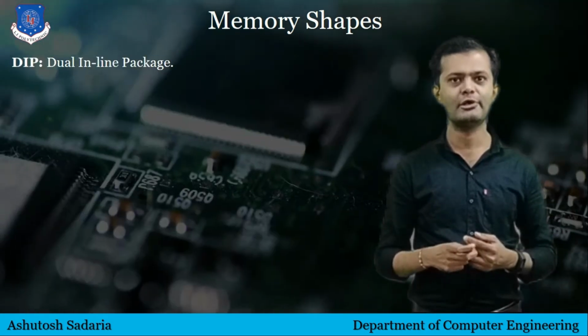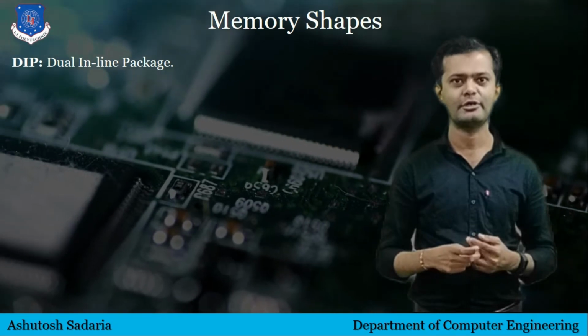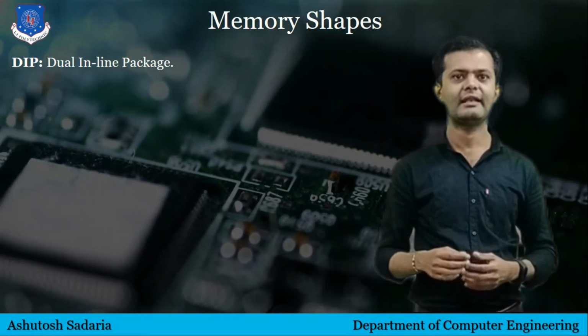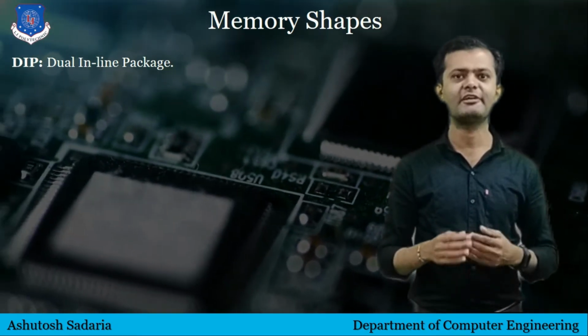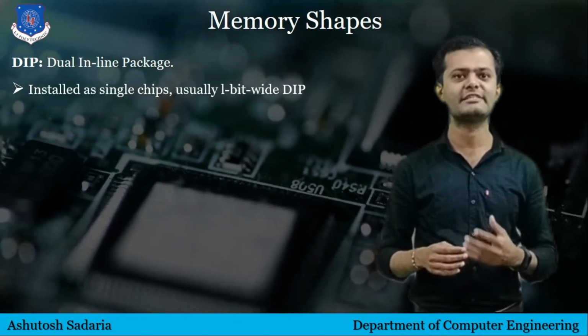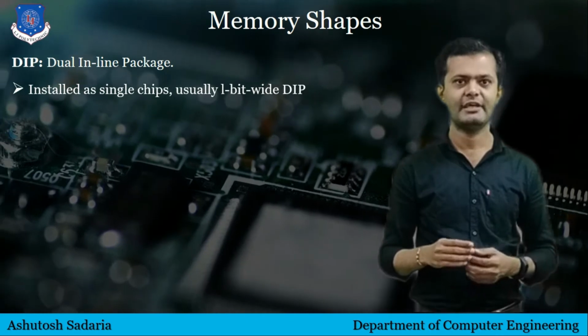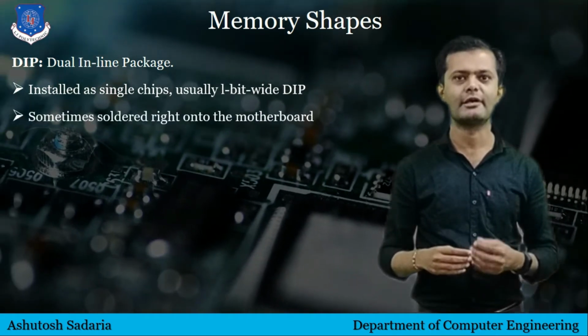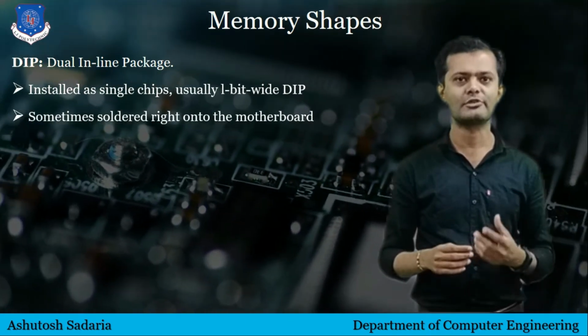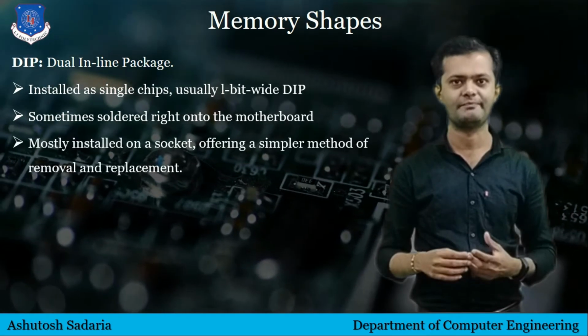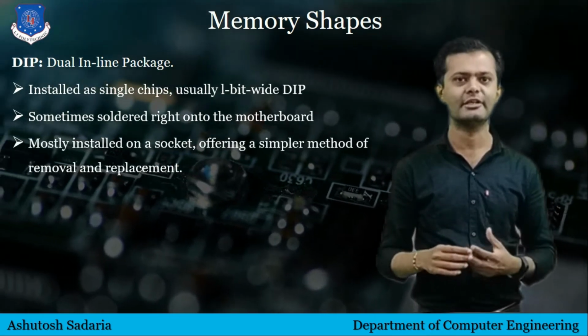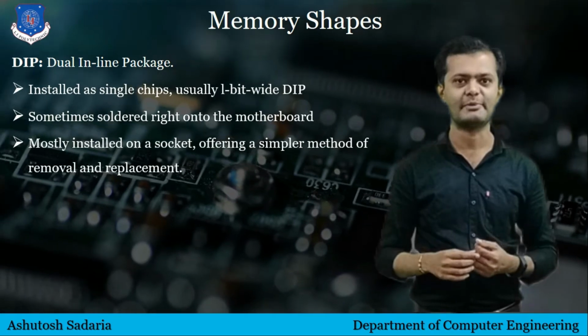The first is dual inline package, in short DIP. Like I said at the beginning, different versions of RAM were installed as a single chip, usually 1 bit wide DIP. In some cases, this was soldered right onto the motherboard, but mostly it was installed on a socket, offering a simple method of removal and replacement of memory.